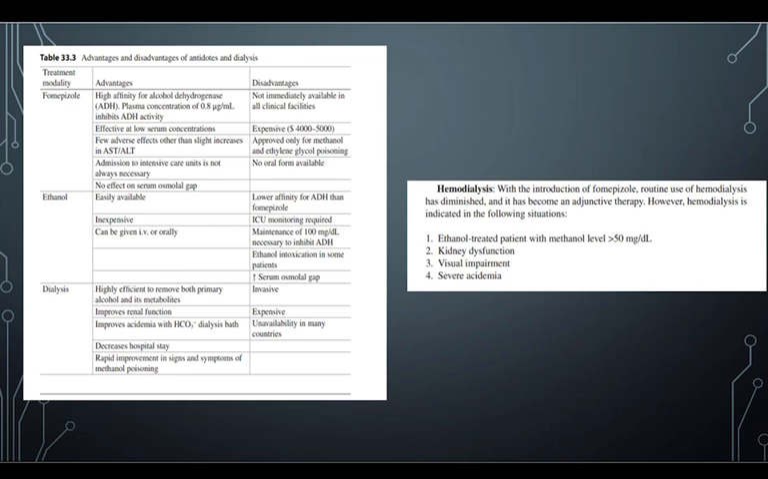What are the indications of doing hemodialysis in a patient with methanol toxicity? In general, with the advent of fomepizole, the routine use of hemodialysis has diminished, but it is still used in situations where, if you are treating with ethanol and the methanol level is more than 50, you have to consider hemodialysis, kidney dysfunction, visual impairment, or severe acidemia. I am rushing through because of the paucity of time, and this is a really exhaustive topic.